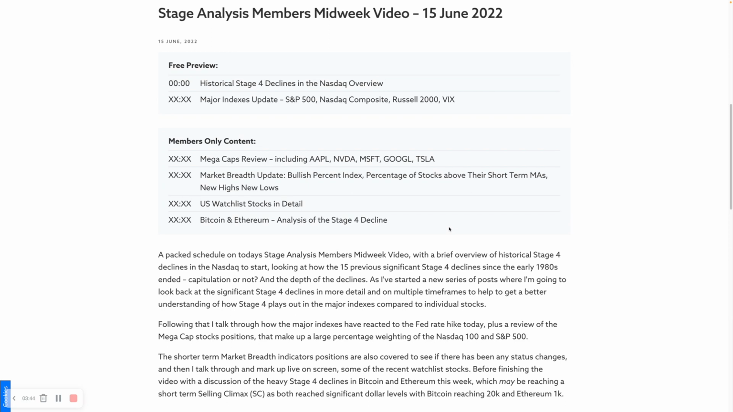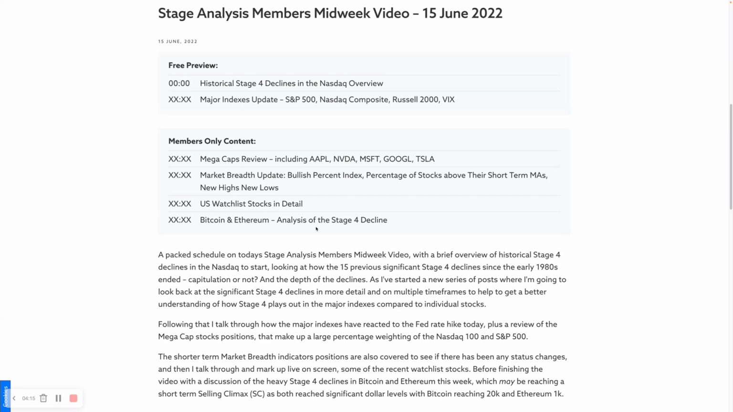Those had a big acceleration in the last few days, but potentially might be reaching a short-term selling climax as we speak, as they're attempting to bottom in the last couple of days, with a few demand tails coming in and them hitting some significant dollar levels, with the 20k level in Bitcoin almost, and Ethereum at 1k. So we'll have a look at that at the end.